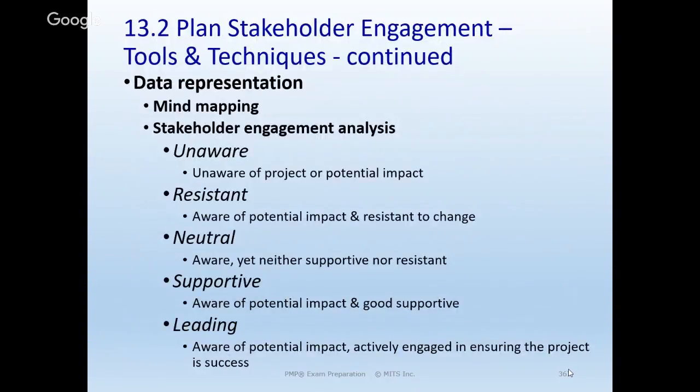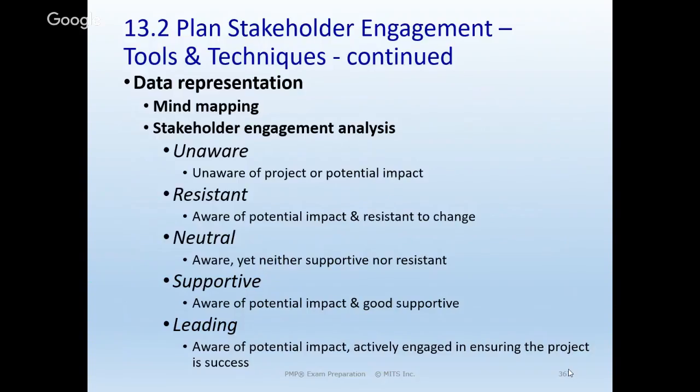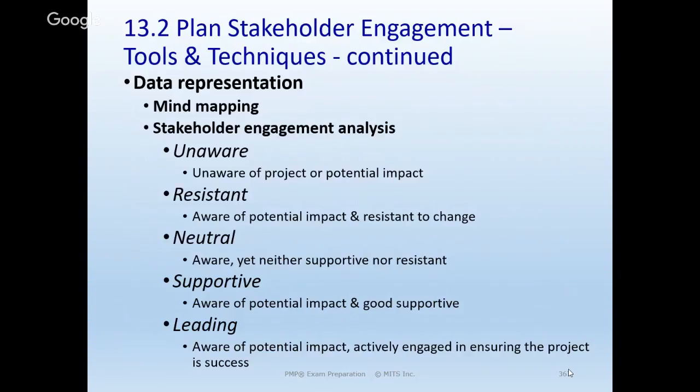Data representation, they mentioned mind mapping again. I think I sent you some examples of that, but also these are the five categories that we'll probably try to place our people in initially and then change as things change over time. Unaware and neutral to me are kind of similar, but unaware, they don't even have a clue as to what we're doing in this project. Neutral, they have some idea what we're trying to do, but they're not for or against us. Resistant, well, they're against us. Supportive is where we'd like to try to bring most of our key stakeholders.